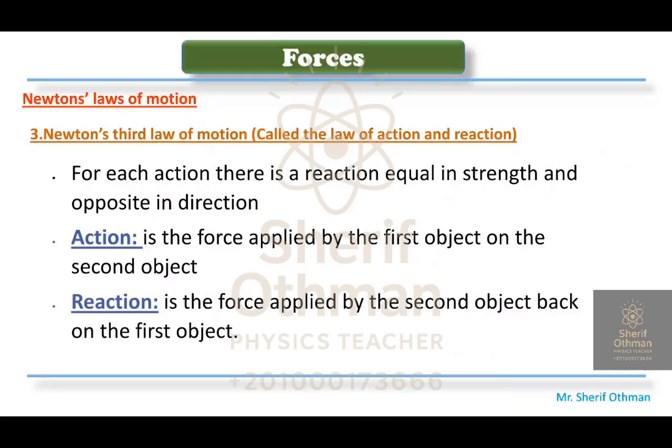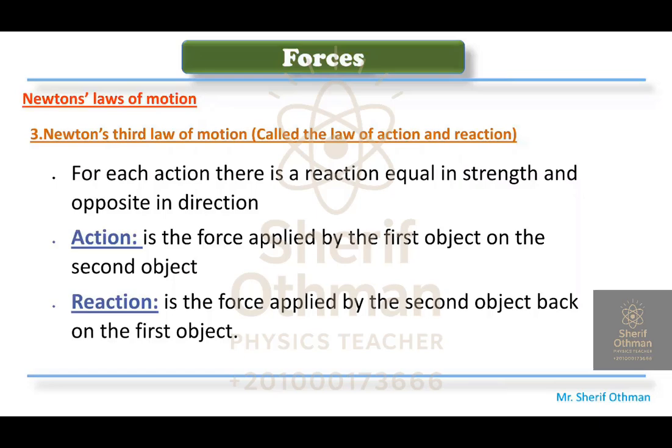What is Newton's third law, guys? Newton's third law describes action and reaction. Action and reaction are a pair of forces. Action is the force applied by the first object on the second object, while reaction is the force applied back by the second object on the first object. Action and reaction are two forces opposite to each other with the same value, but they never cancel each other. Why? Because these forces are applied on two different objects.